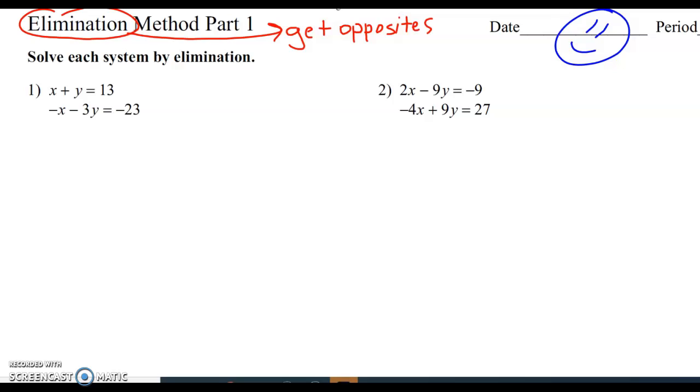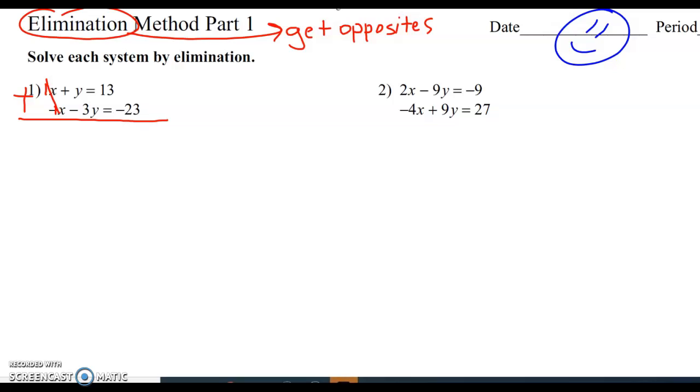So remember, opposites are like 5 and negative 5. Those numbers are opposite. Negative 7 and positive 7. Those are opposite. So if I look at number 1, my x's are opposite because I have 1x and negative 1x. Once you have opposites, you add the equations together. When you add opposites, they cancel out. 1x and negative 1x would cancel out.